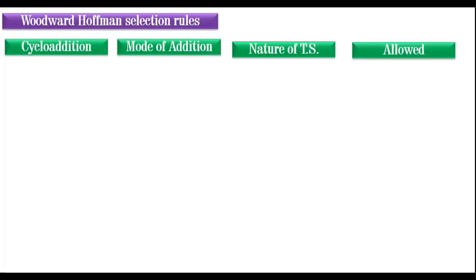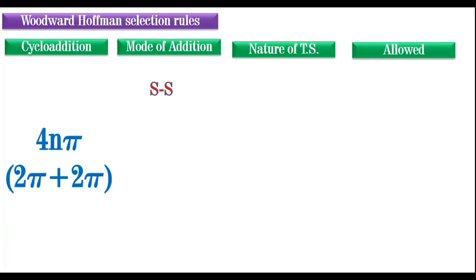For that, we consider the type of cycloaddition, the mode of addition, and the type or nature of the transition state, and the allowed condition. For the first, the type of cycloaddition is 4n pi cycloaddition. The mode of addition is supra-supra. In supra-supra mode of addition, we got a Huckel anti-aromatic transition state. When the word anti-aromatic is there, that is photochemically allowed. Therefore, supra-supra mode of addition is photochemically allowed.